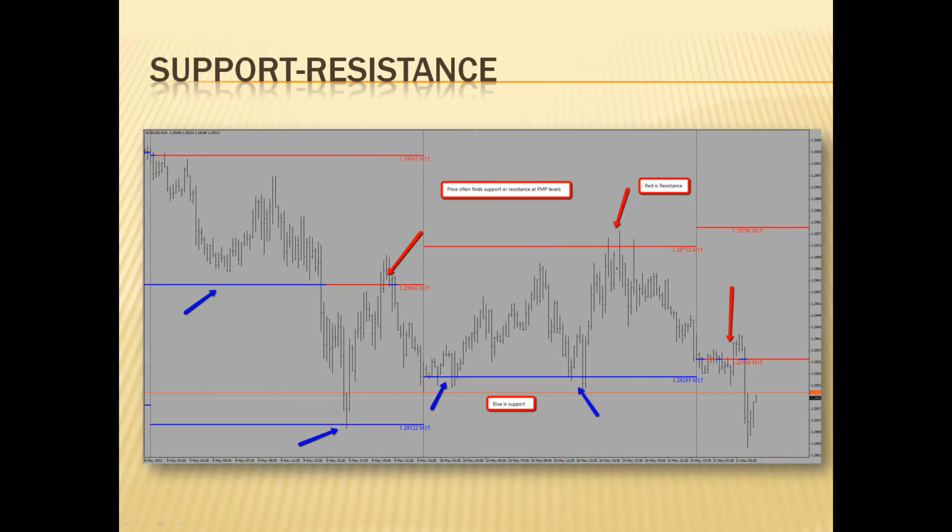Here is the same slide as before, but in this one I marked the support levels in blue arrows, and the resistance levels in red arrows. What you will notice is that price will often find support or resistance at Price Master Pro levels. For the record, this chart is not cherry-picked at all.